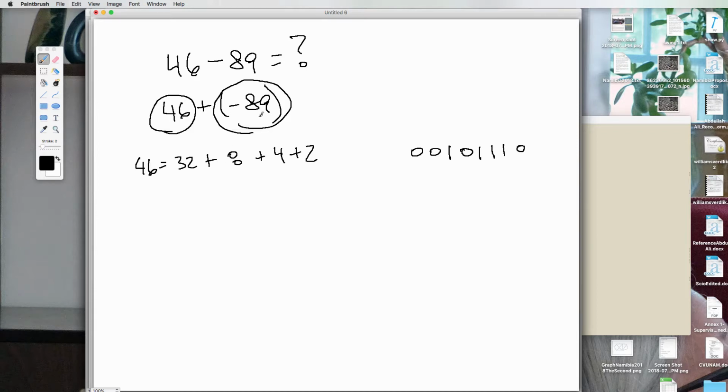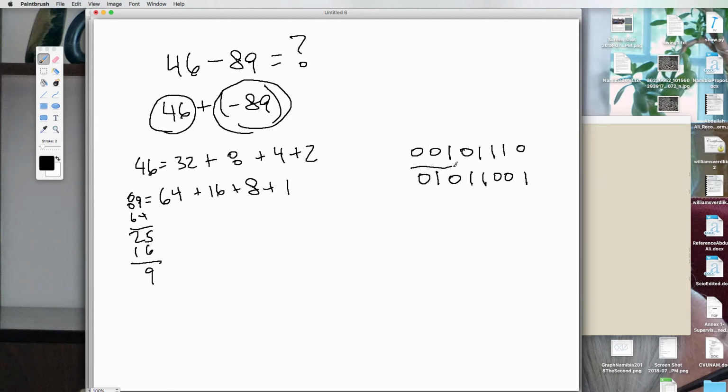Now, I don't know how to calculate minus 89, but what I do know how to do is calculate 89. And 89 is equal to 64. So if I come over here, that's a 64, that's a 5 and a 2. So that is 64 plus 16. That would leave me with a 9. Well, that's plus an 8 and a 1. So I'm going to come over here. So that is going to be a 1, 2, 4, 8, 16, 32, 64, 128.